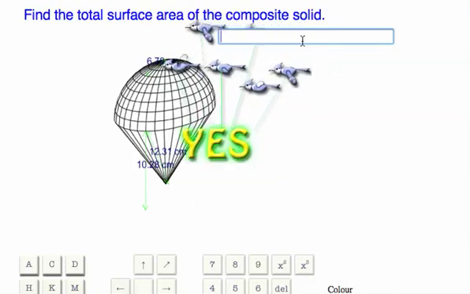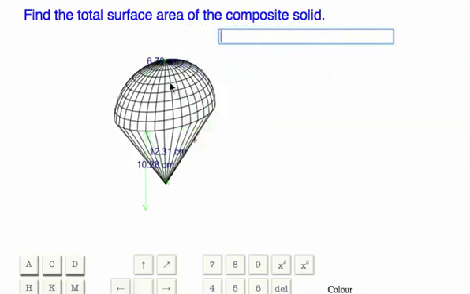All right, and that's it for a composite solid made of a hemisphere and a cone. Finding the total surface area.